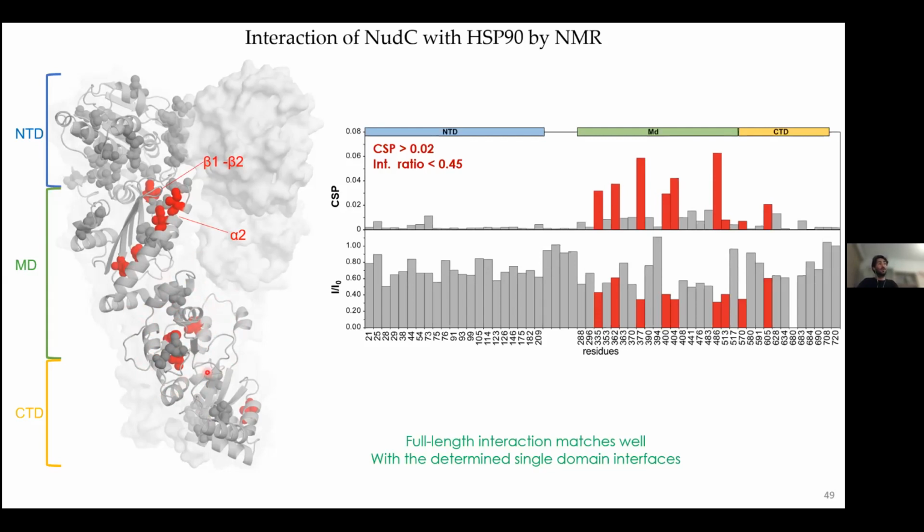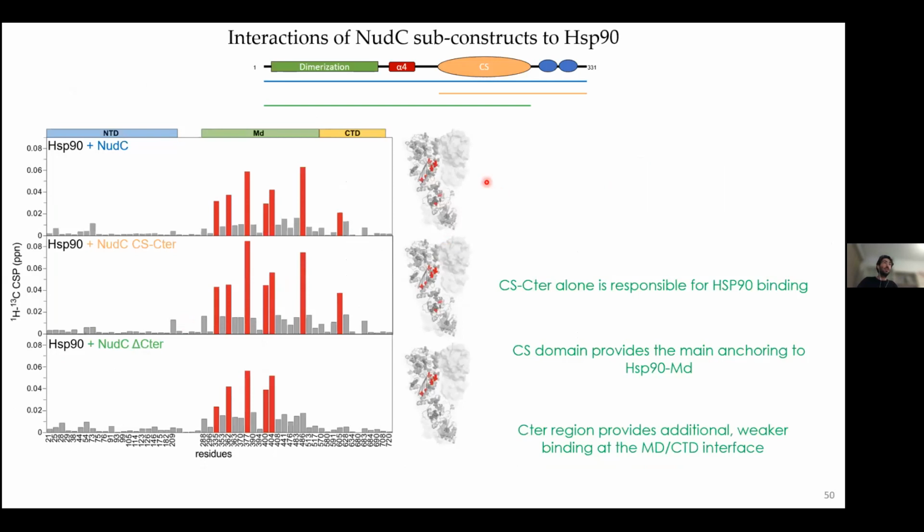So to characterize this binding further, we did some additional experiments in which we used fragments of Nazi and repeated this binding to full-length Hsp90. This is what you can see here. We have our full-length binding as a reference on the top, and then we perform the same binding with the C-terminal region of Nazi. And what you can see is that we have an identical pattern of perturbation using only the CS C-terminus of Nazi compared to our full-length binding. So that tells us that the CS terminus alone is responsible for the binding to Hsp90 and is able to recreate the pattern of the full-length binding.